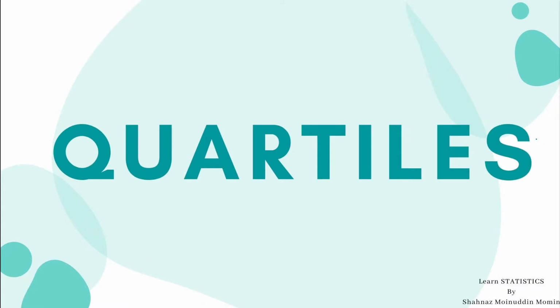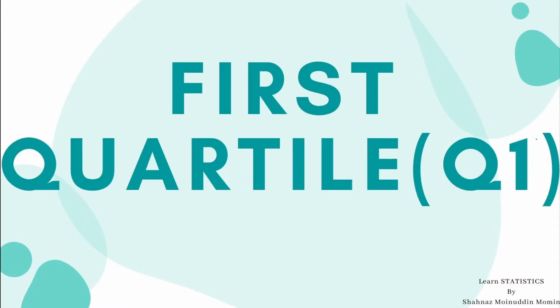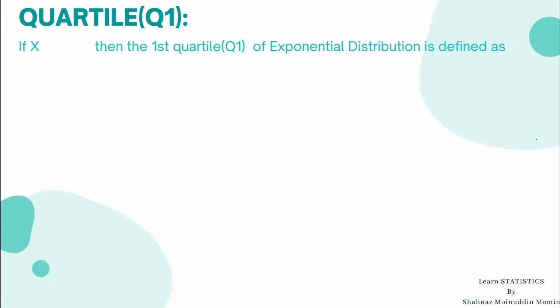We know that there are 3 quartiles. They are denoted by first quartile Q1, second quartile Q2 and third quartile Q3. So we shall start with the first quartile Q1. Let us see what the first quartile Q1 is in case of exponential distribution.